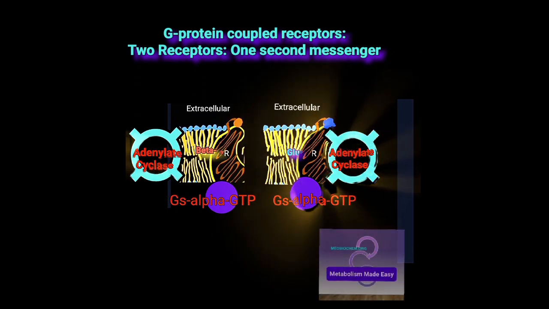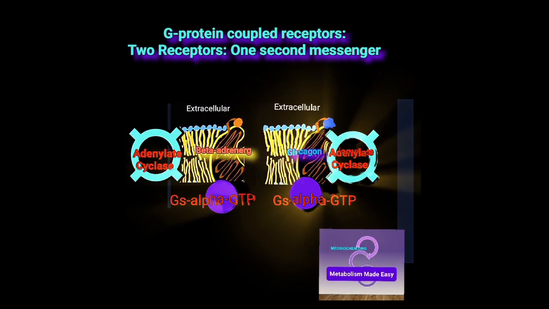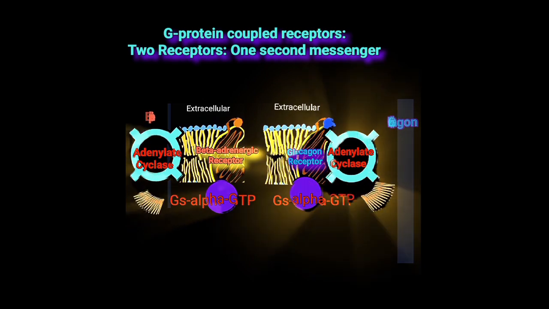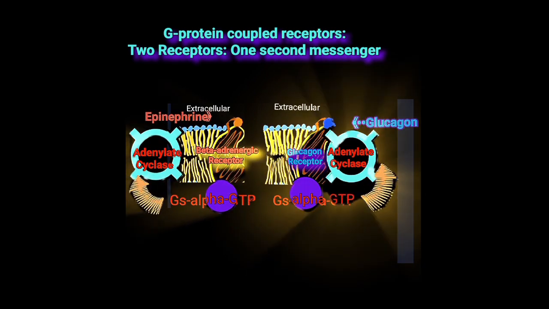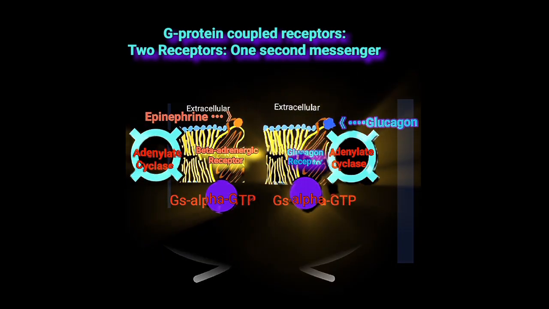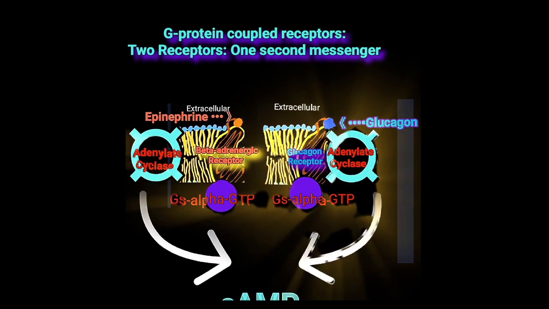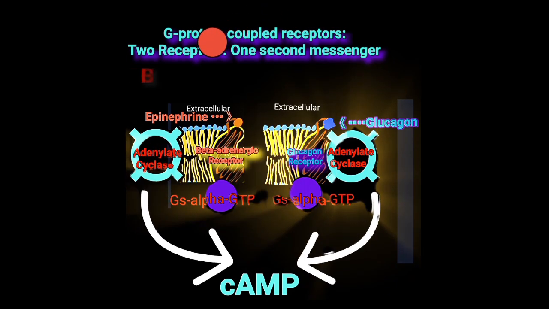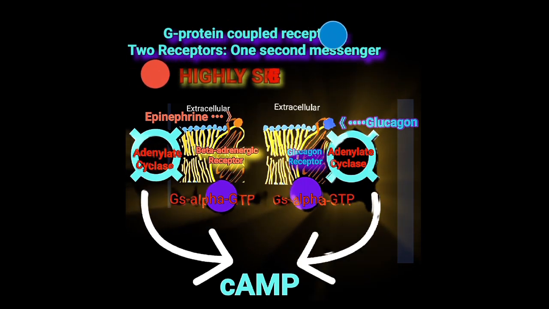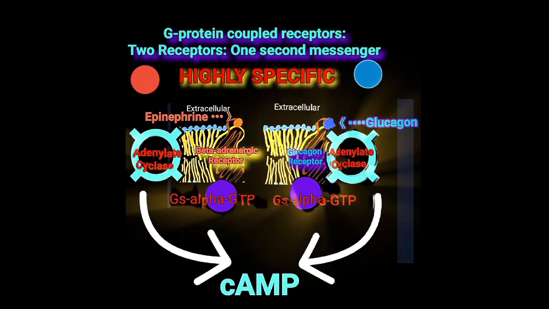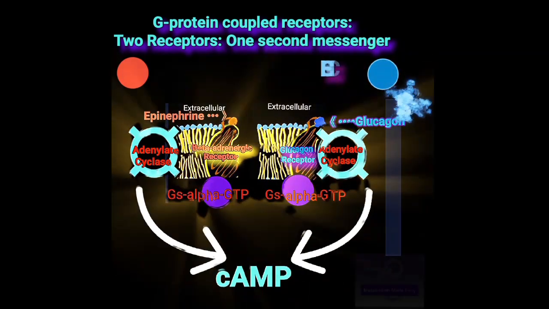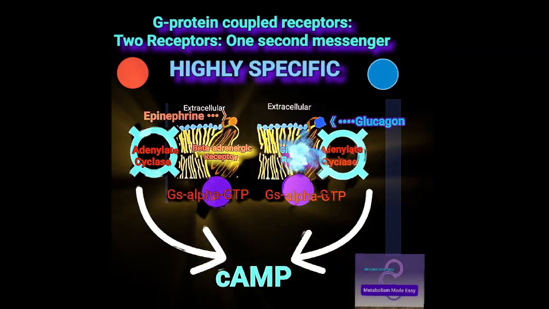Activation of either the beta-adrenergic receptor by epinephrine or the glucagon receptor by glucagon activates GS-alpha, which in turn activates adenylate cyclase that produces the second messenger cyclic AMP. G-protein coupled receptors are highly specific. Only epinephrine can activate the beta-adrenergic receptor, and only glucagon can activate the glucagon receptor.